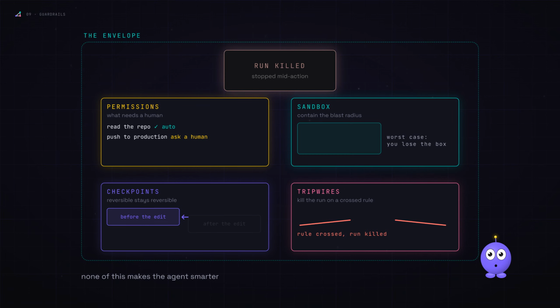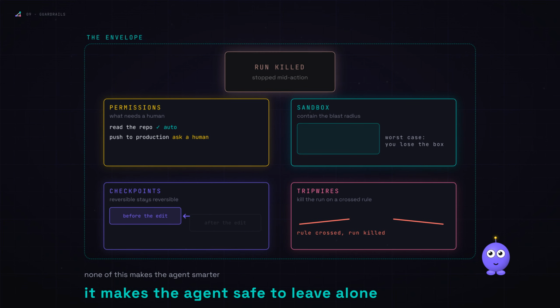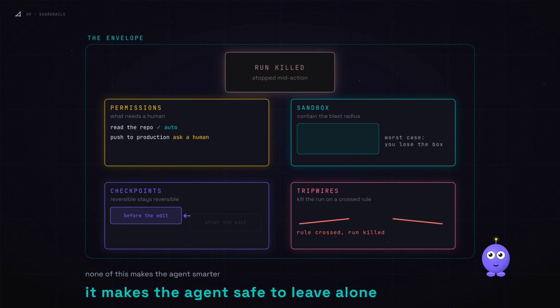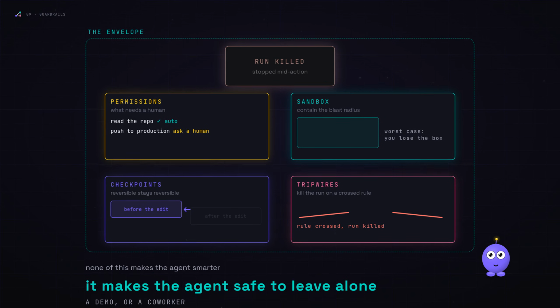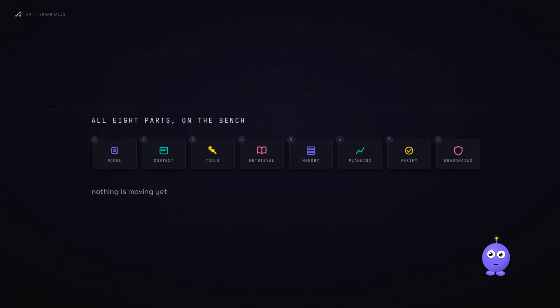None of this makes the agent smarter. It makes the agent safe to leave alone. And safe to leave alone is the property that decides whether you built a demo or a coworker. That's all 8 parts on the bench. Time to find out what actually makes them an agent.